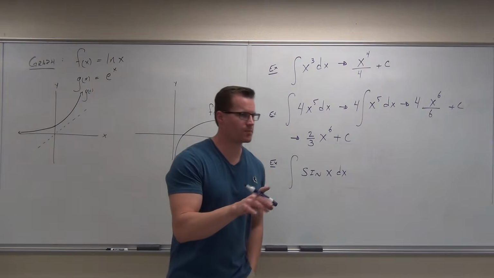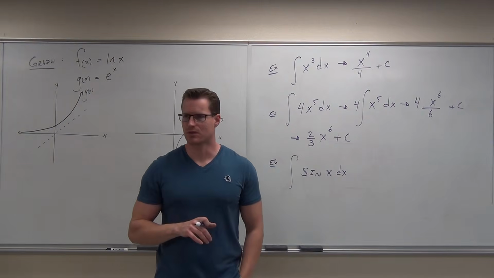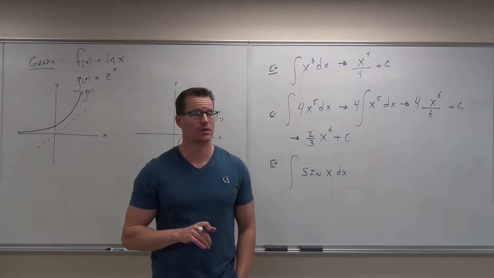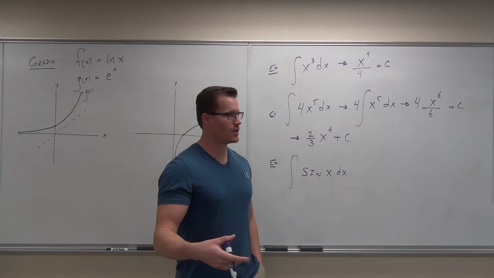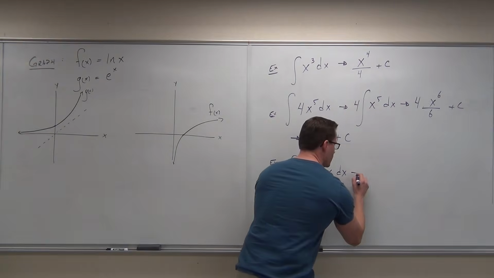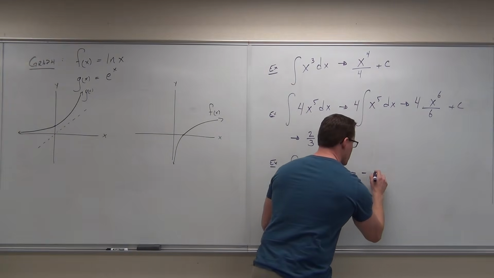Cosine or negative cosine? Which? Negative one. Why isn't it positive cosine? Because there was a negative sign. Good. The derivative of cosine is negative sine. So if I'm trying to get a positive sine, well, the appropriate antiderivative here is negative cosine x.